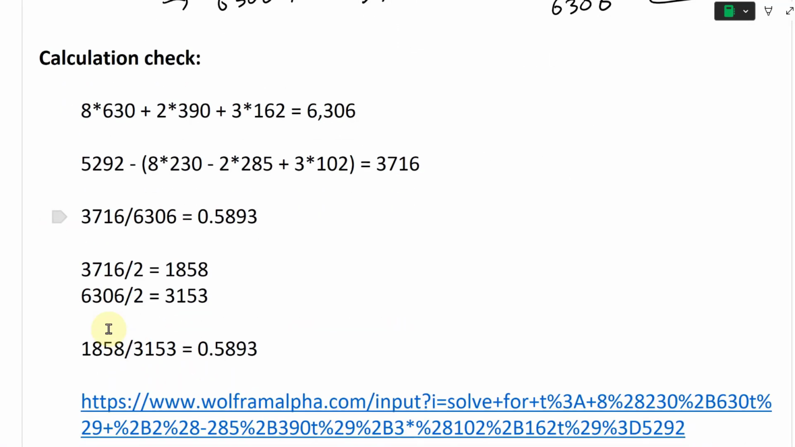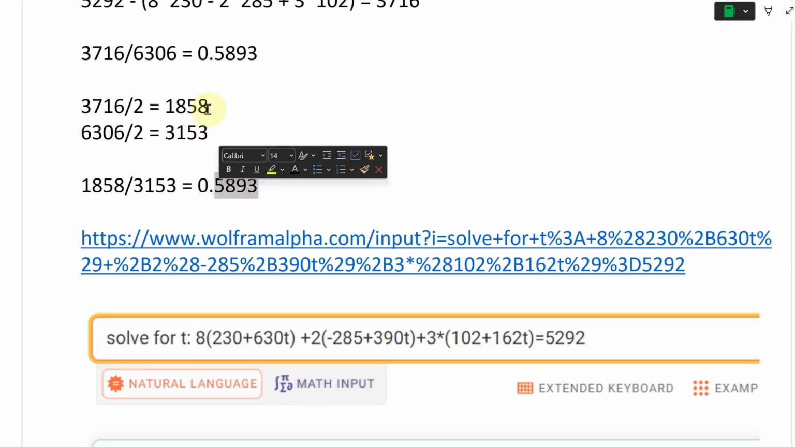And then divide these out. This equals to that. And then if you divide this by 2, you can also factor it even further because they're both factors of 2. 3716 divided by 2 is 1858, and this one is 3153. And then if you divide these out, you get the exact same thing.